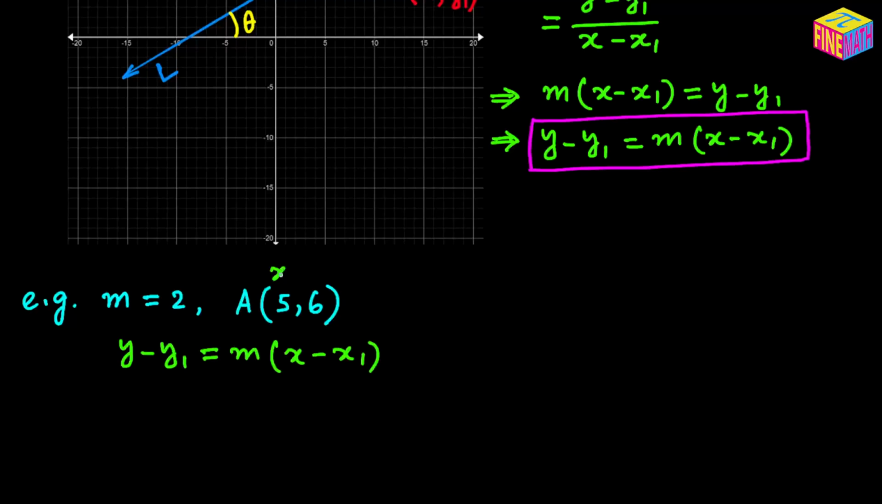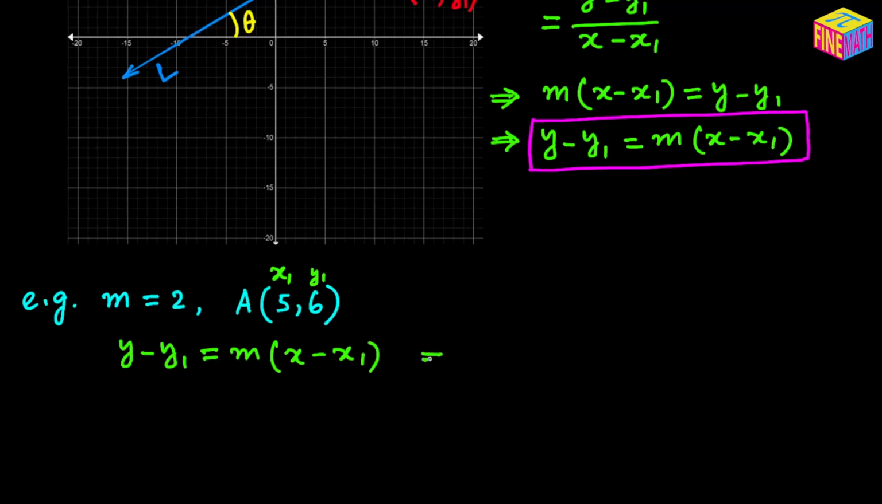Now what is x sub 1? Well, this is actually our x sub 1 right there, the value 5, positive 5. And what is y sub 1? y sub 1 is the positive 6. Those are the two coordinates given to us. And of course we have been provided the value of the slope also, the value of m. So then can we write it like this?